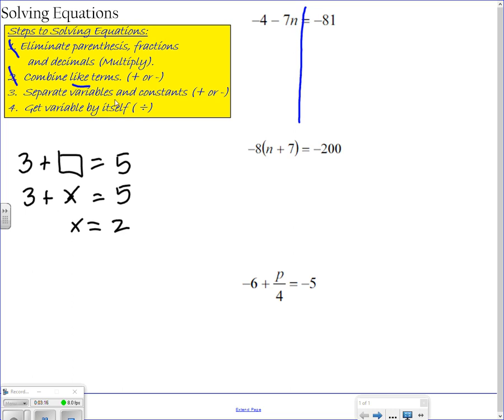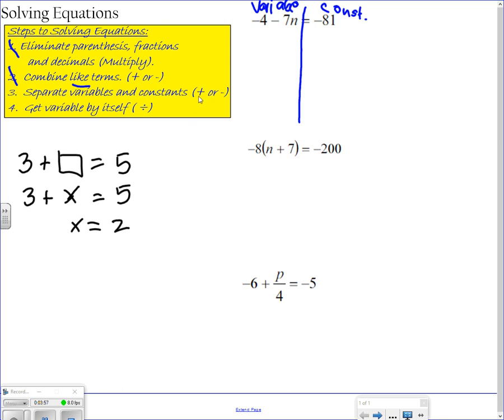Number 3, separate variable and constants. Variable means letters. So look at the problem they gave you. Where's the letter? The letter is right here, so these will be variable. And on the other side is constant. So on the left side, I would like to have variable. Variable means the letter. Do both of these have a letter? Who doesn't have a letter? He has no letter, so get rid of it.